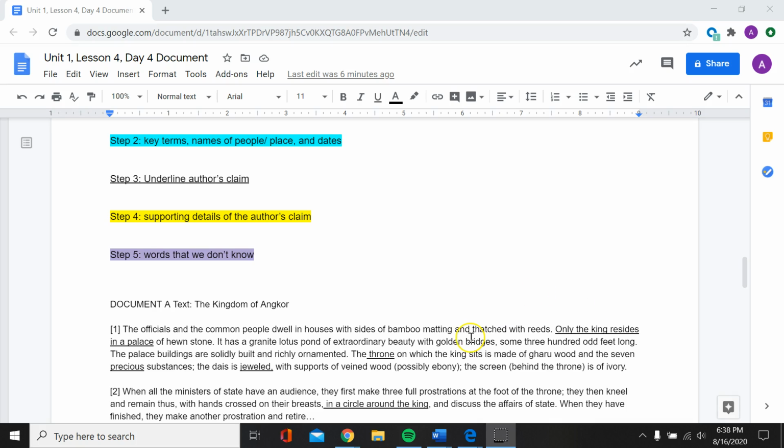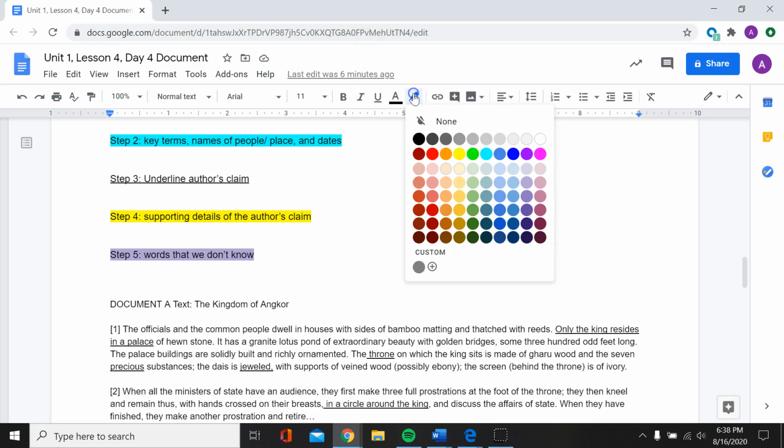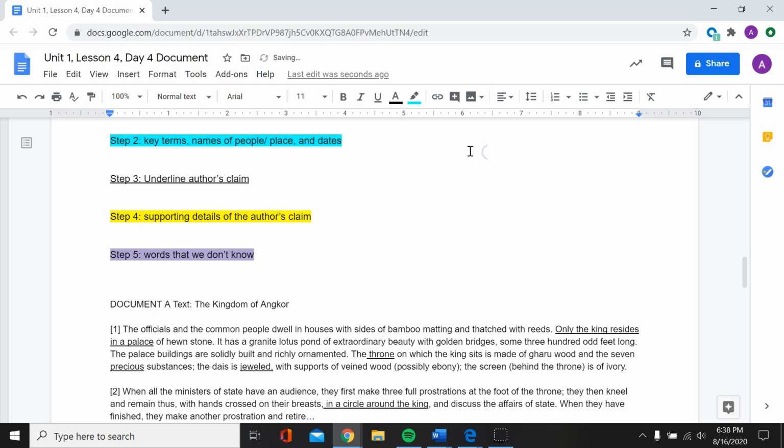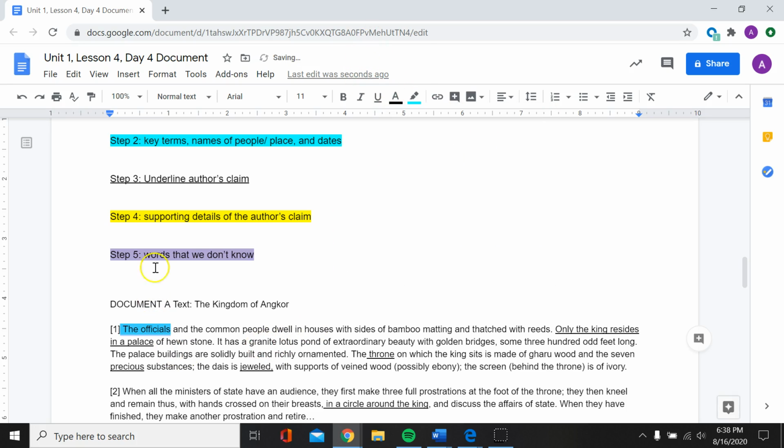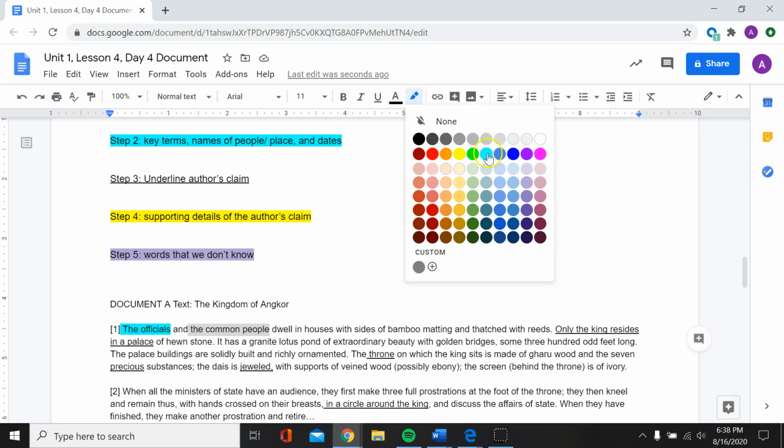Step 2, I am going to highlight in blue the officials, right? And I'm highlighting the officials because that is a group of people right there. It's not the official name, but I still need to know who I'm talking about in this. So I've got the officials and I've got the common people. Those are the 2 groups of people that I see as of right now in this first sentence.